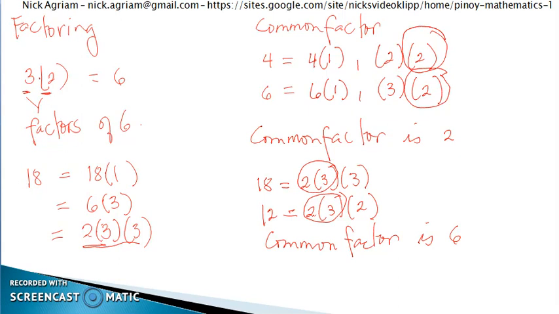Now we're going to the next topic that we want to discuss, the common monomial factor.